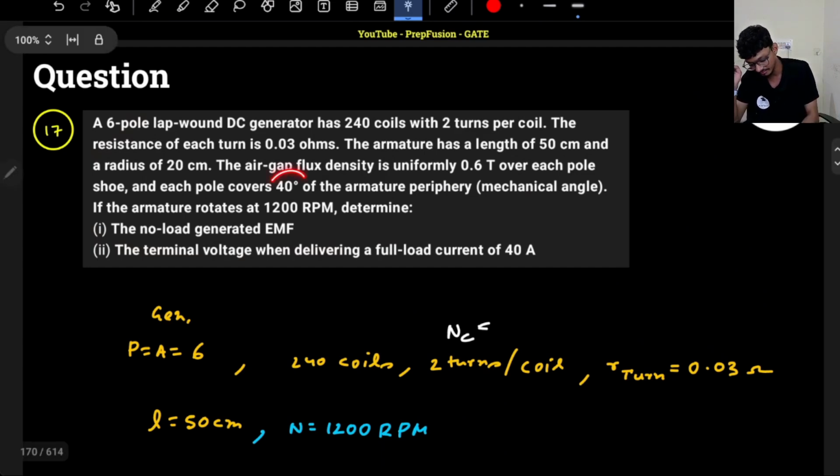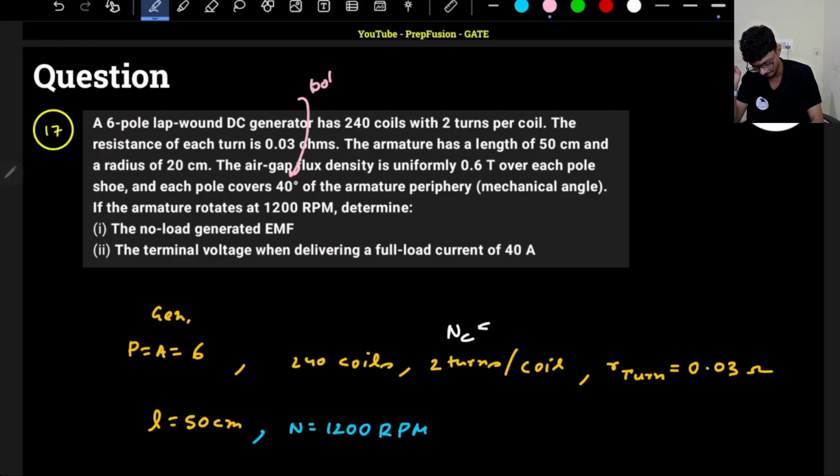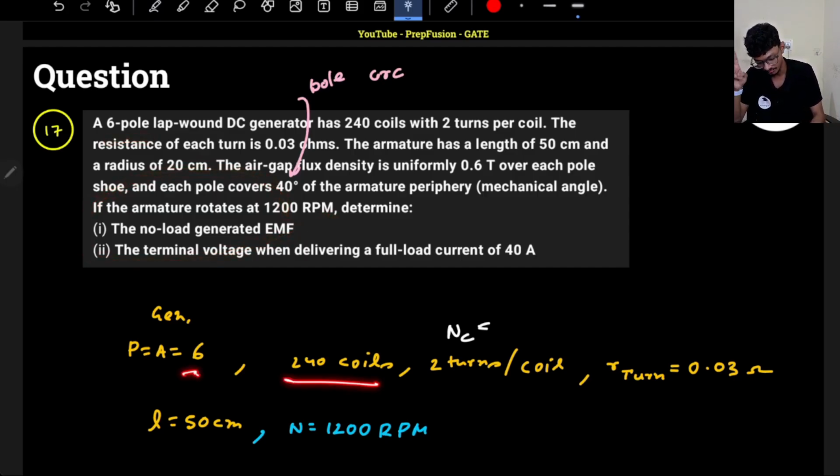So they have directly given you the pole arc, right? Pole arc is directly given to you. So what you can do is, we have to find out the no load generated EMF. I know the number of poles, the number of parallel paths, the total number of conductors, the speed of the armature, and the length and radius of the armature.